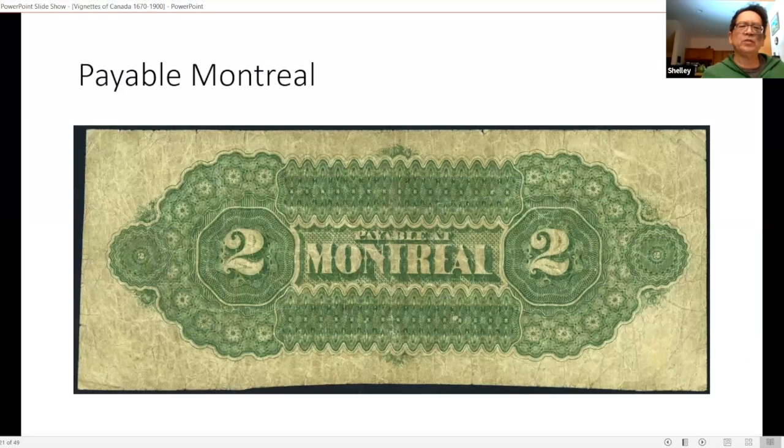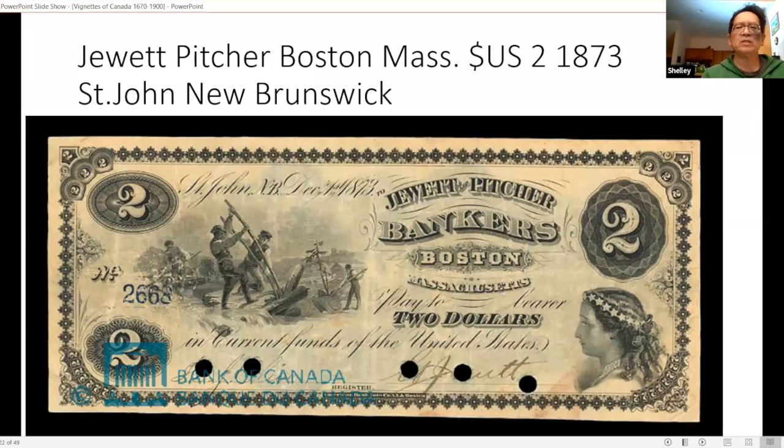Here's an interesting one that was actually produced in Boston. It's $2 in 1873, but it is payable in St. John, New Brunswick. It's sort of a salute to what was happening here again, was an export of lumber. So a lot of, again, the pressure was on for us to have a better sense of country as Americans were moving in and their banknotes were being used in Canada.